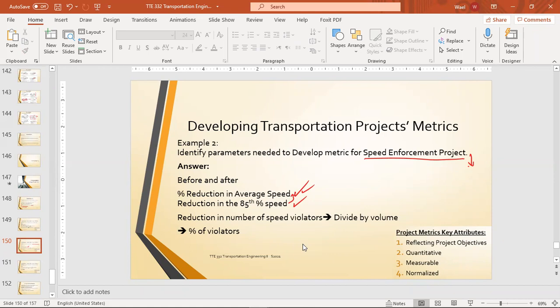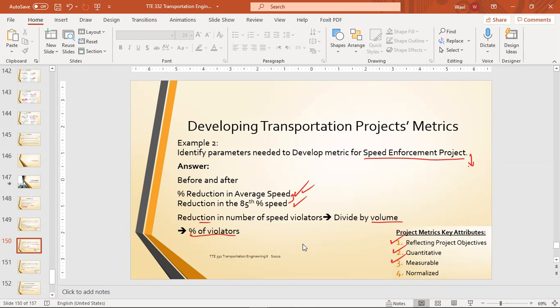Again, that's a good indicator. However, this one is not normalized. But here if we divide it by traffic volume, we get the percentage of violators. So that's also a better and normalized indicator. Let's check the list. Do these factors reflect project objectives? Yes. Is it quantitative? Yes, because it's speed. Is it measurable? Yes, we can use a speed gun to measure it.